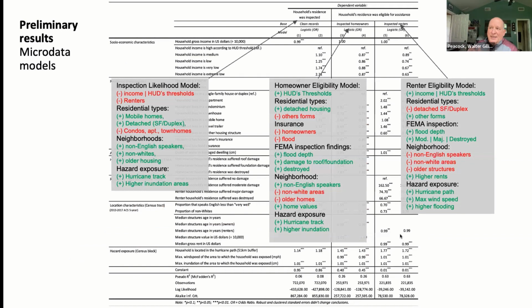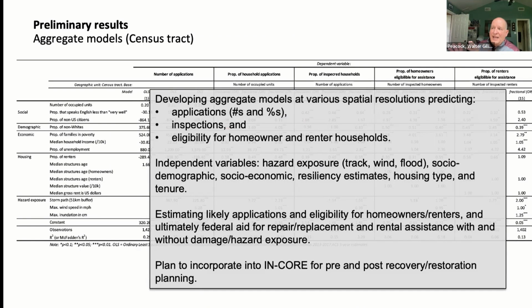What we're doing is modeling, again, this at the individual level as well as at the aggregate level. At the individual level, we're, for example, modeling who's inspected, and then the eligibility for homeowners and renters. And this just gives you an idea of what our findings are in terms of positive versus negative effects with respect to the different attributes that we're including in our model. We're also doing it at the aggregate level, where we're modeling applications, both the numbers as well as percent, inspections, and then eligibility across these. This gives you a sense of the data that we're employing.